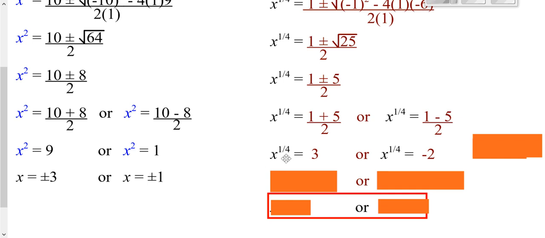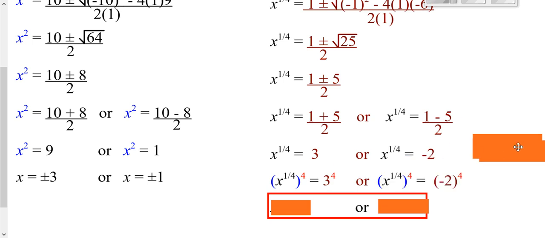Now we need to finish getting x by itself. So you need to think, okay, what do I have to do to undo that 1/4 power? Remember, a 1/4 power is a 4th root, so to undo a 4th root, you'd have to raise it to the 4th power. Or you could think, an exponent raised to an exponent, I'd have to multiply my exponents to get an exponent of 1. So 1/4 times what is 1? Well, that is 4. So we're raising both sides to the 4th power.